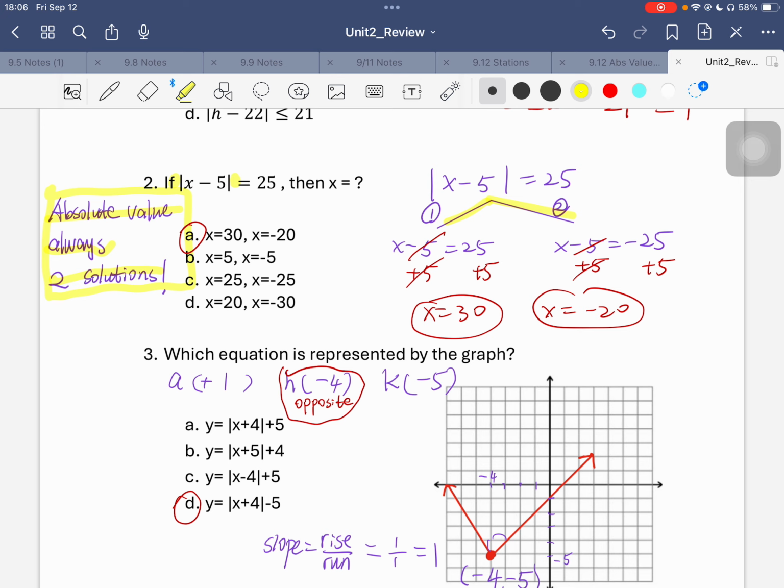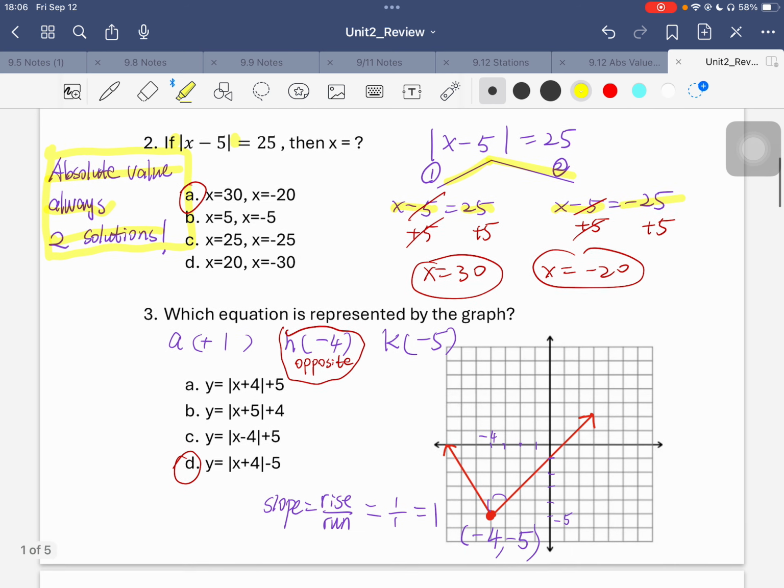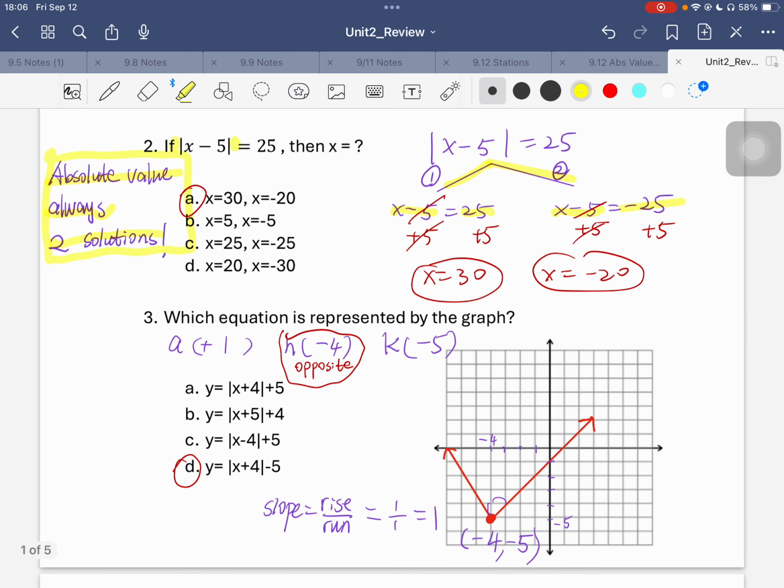Case 1 is x minus 5 equal to 25. Case 2, x minus 5 equal to negative 25. What we will do is remove the back of x, because we want to leave x alone. How do we remove the back? We do the inverse operation, which is plus 5 on both sides. So solution 1 is 30. And now plus 5 on both sides for case 2, and we got x equal to negative 20.